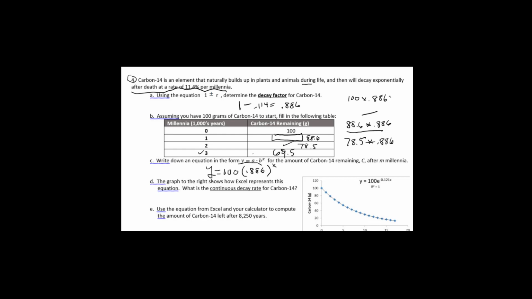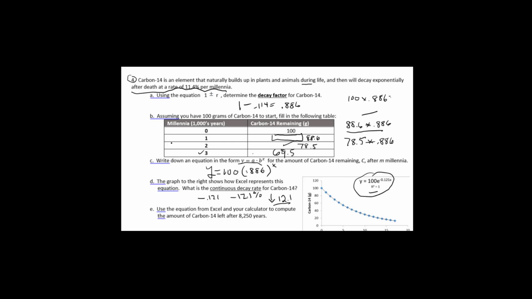All right, the graph on the right shows how Excel represents this equation. Here's the equation. That's how Excel does it. And an R squared equals 1 means it's a perfect fit. What is the continuous decay rate of carbon-14? Well, there it is. Negative 0.121. And the way you would get that is negative 12.1%, or a decrease by 12.1% continuously. Right? Continuously. That's the continuous form.